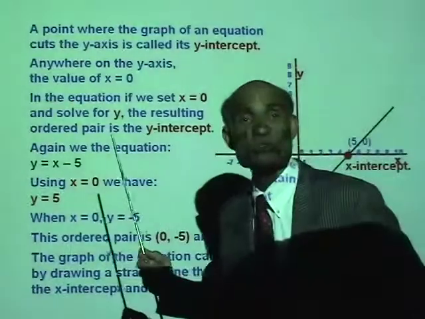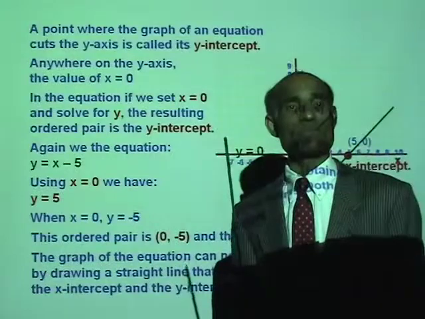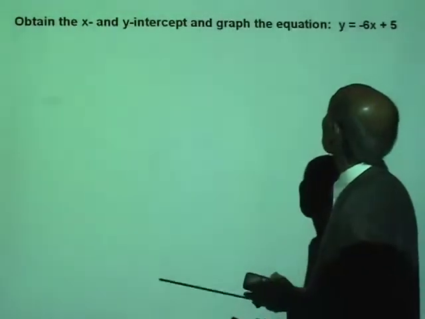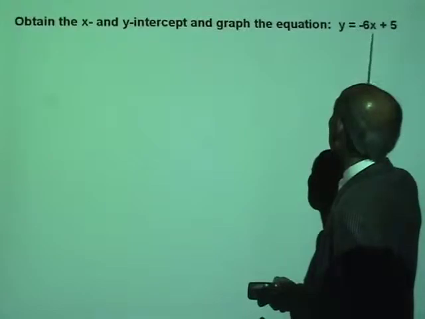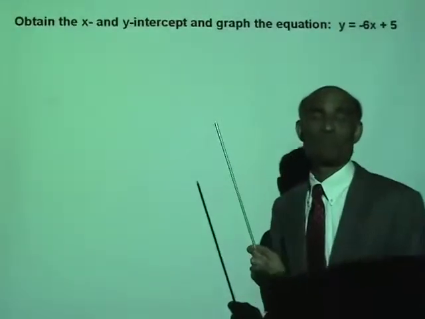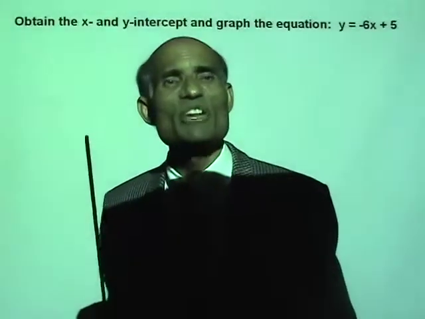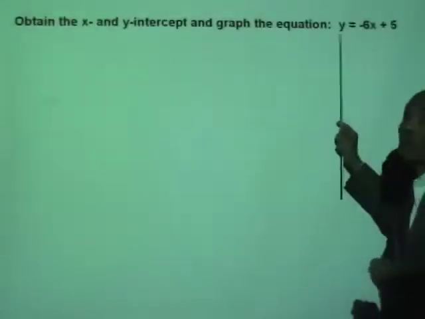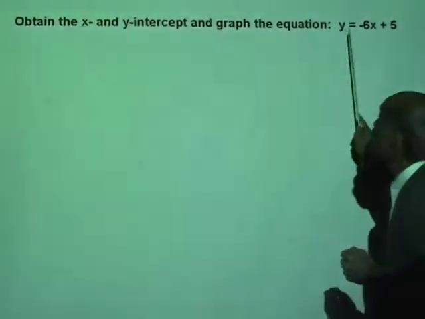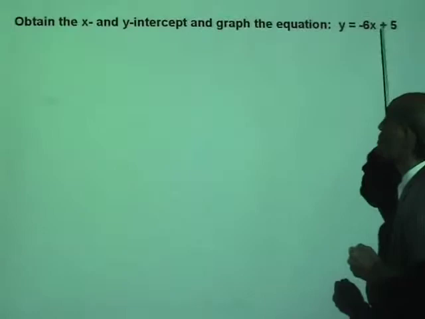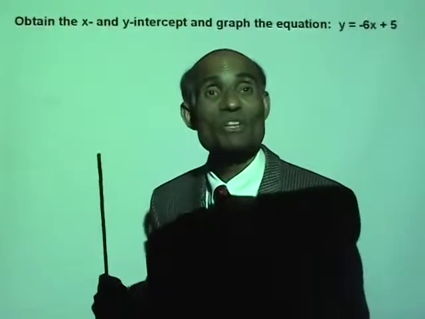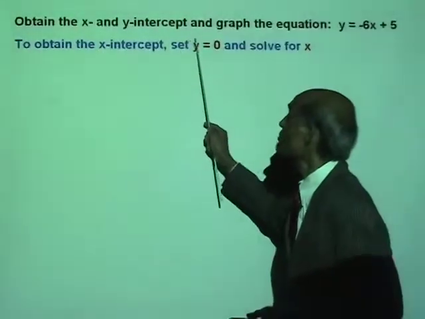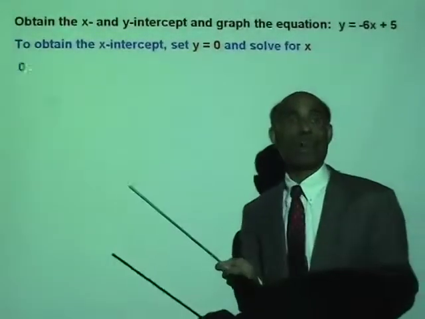Okay, I'm sure you can do one like this on your own if I give you an equation. Let's try. Obtain the x and y intercept and graph the equation y equal to -6x plus 5. Alright, tell me, how do we obtain the x-intercept? Set y equal to 0 and solve for x. And the resulting ordered pair is the x-intercept.